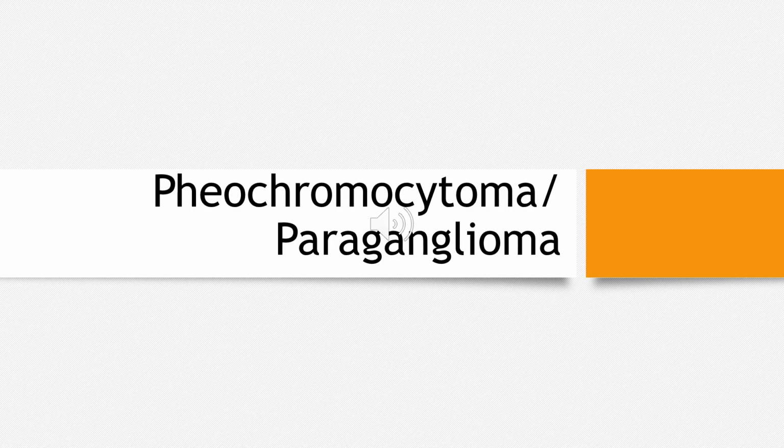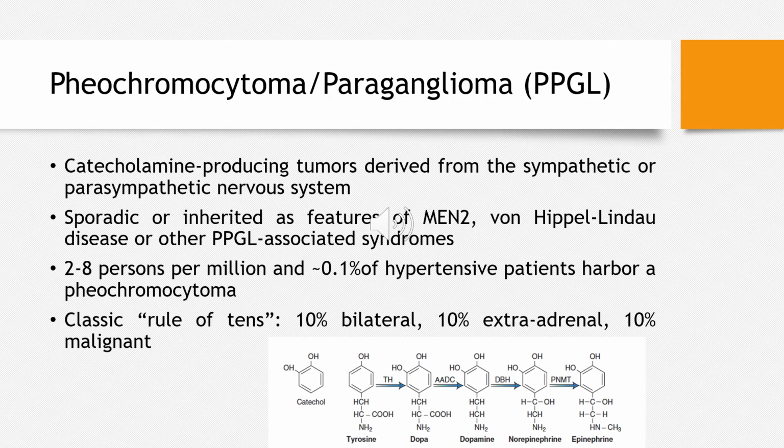We have discussed diseases of the adrenal cortex. At this point, we will be discussing diseases of the adrenal medulla, specifically Pheochromocytoma, Paraganglioma. Pheochromocytomas and paragangliomas are catecholamine-producing tumors derived from the sympathetic or parasympathetic nervous system.